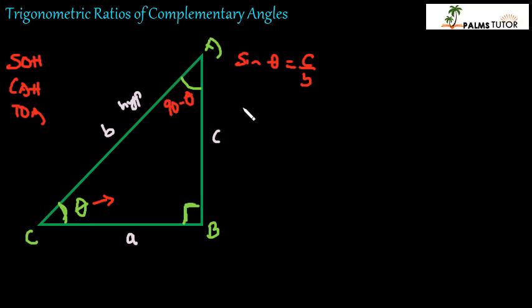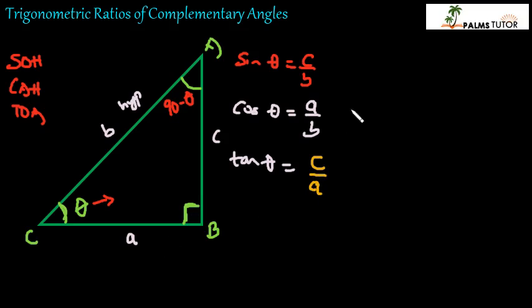Then likewise, cos theta. Cos theta is adjacent over hypotenuse. The side adjacent to theta is A. So we have A over B. And tan theta equals opposite over adjacent. The opposite of this angle is C and the adjacent is A.